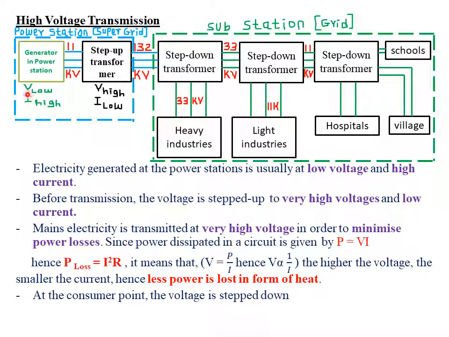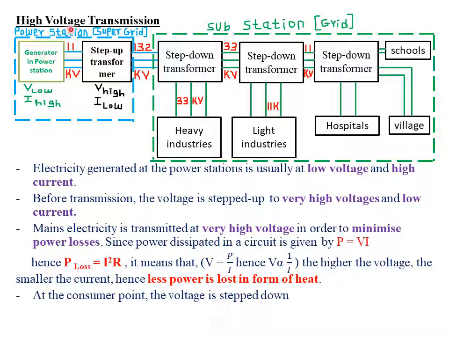So remember, if you transmit electricity or power at very low voltage and high current, you are going to experience very high loss of power on the way before it reaches the substations or the final consumers. Therefore, because the electricity produced at the power station is at low voltage of about 11 kilovolts, we therefore need to step it up so as to minimize the power losses on the way.